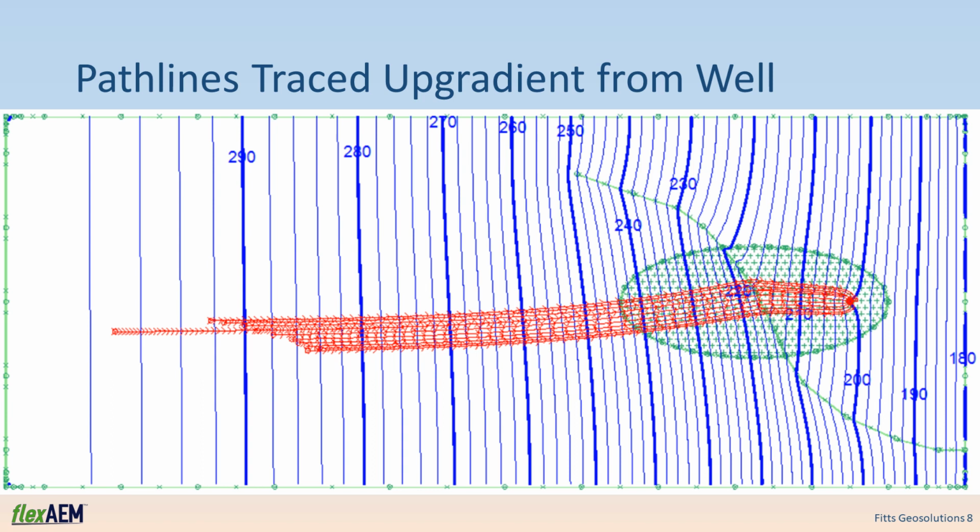The pathlines traced back from the well show the general area of the zone of contribution. In some cases, you might be tempted to just stop here and draw a polygon around this area. But we're going to perform additional pathline tracing to refine our depiction of this flow zone and, more importantly, to delineate the area of recharge that is supplying water to the well.